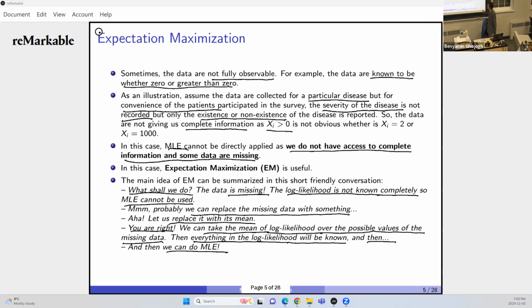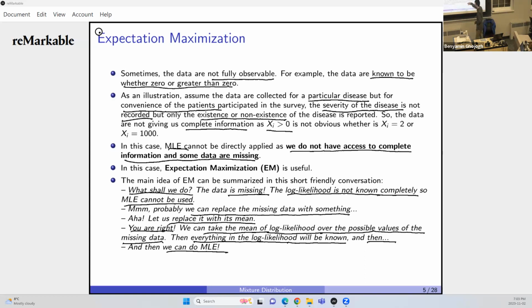And expectation maximization, we said, what if some part of the data are missing or not completely known? Then in this case, we can't use maximum likelihood estimation, because for maximum likelihood estimation, we need to have the likelihood, right? But we don't have the whole thing. Therefore, what should we do? Let's replace the missing parts with the expectation. Then everything will be known, and then we can do maximum likelihood estimation. This procedure is called expectation maximization.